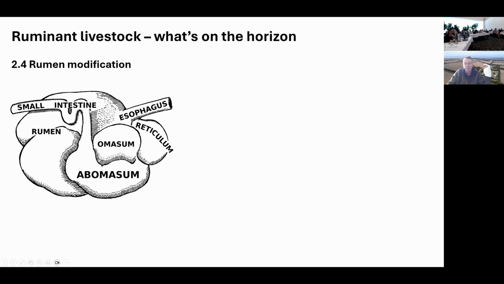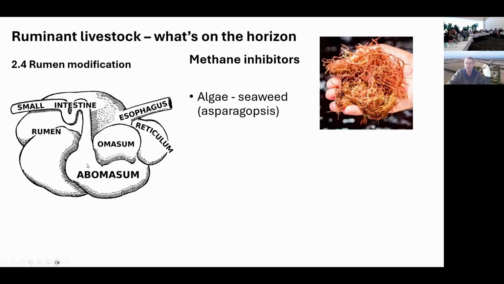The other one is to modify the rumen itself, and there's been a lot of talk around this, particularly around some of what I'll call the methane inhibitors, to bundle them all together. They're things like the Asparagopsis or the seaweed. So an algal-based sort of product, which reduces the amount of methane that the animal produces or loses through regurgitation. I reckon despite all the hype around it, I reckon the algal stuff's still got a fair way to go.